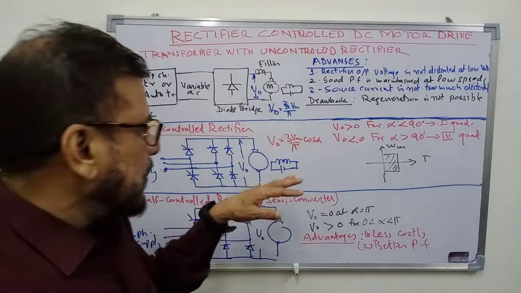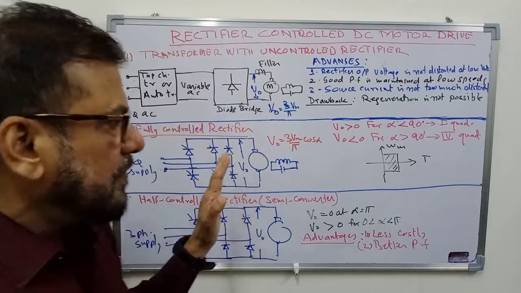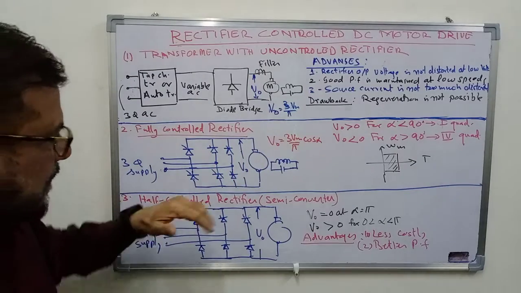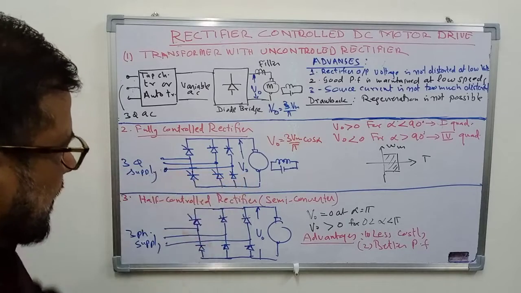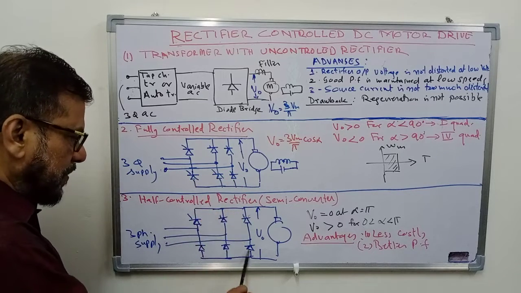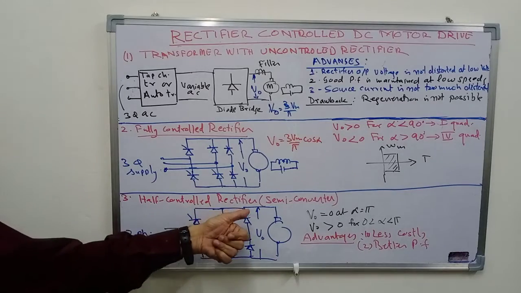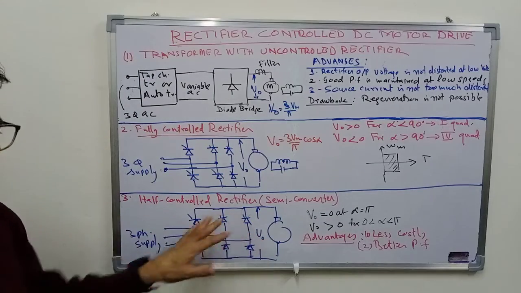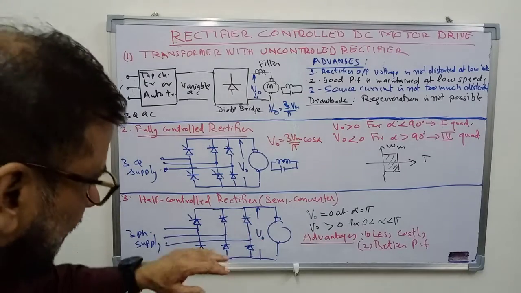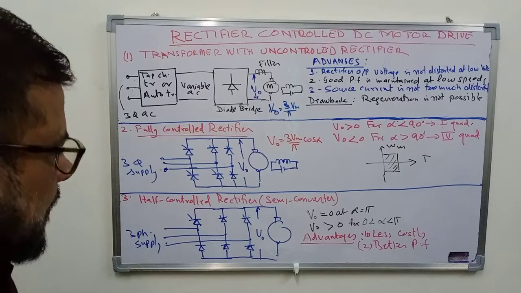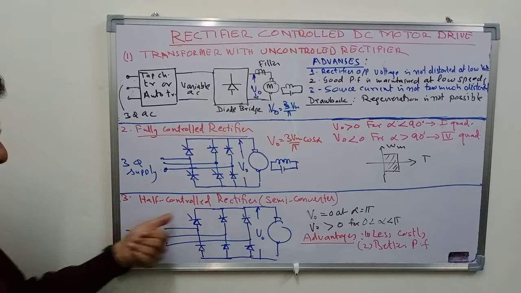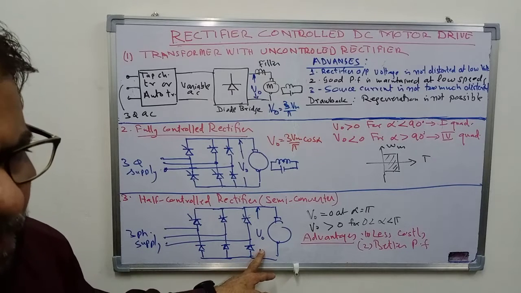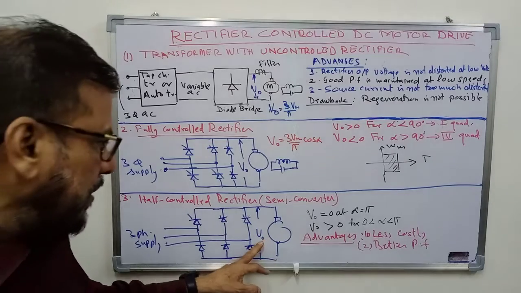Now sometimes we don't want the output voltage to become negative, and we don't want the power to flow in the reverse direction. In that case, we can replace the three thyristors here by three diodes, or you can use a half control rectifier or semi converter. This will reduce the cost of the drive, and also it will improve the power factor. In this case, if you are using the half control rectifier, then output voltage cannot be negative. Output voltage will always be positive.